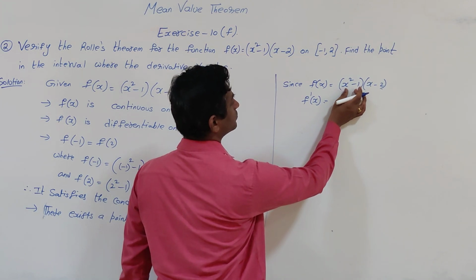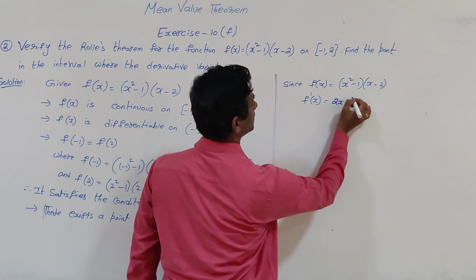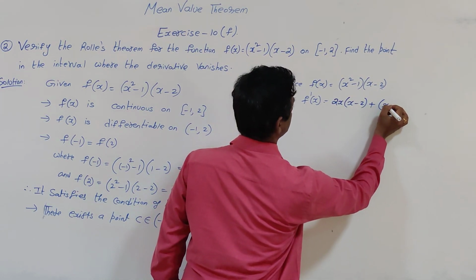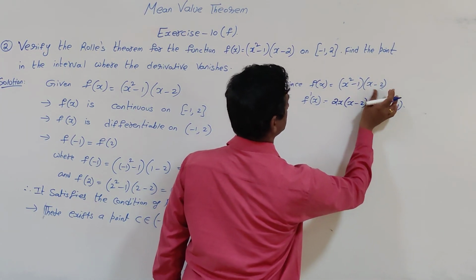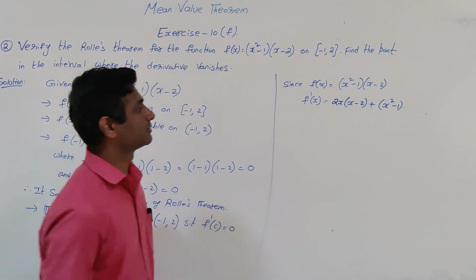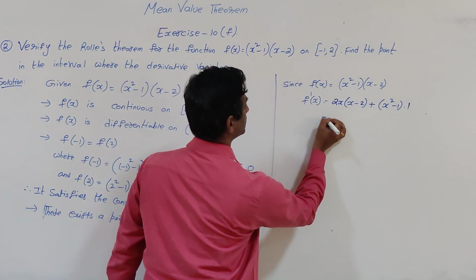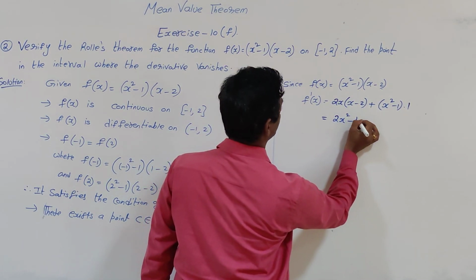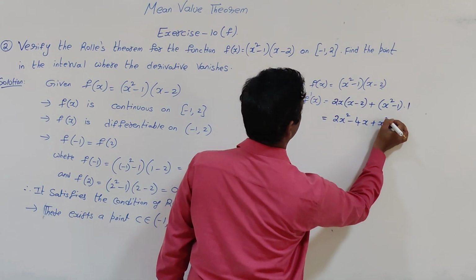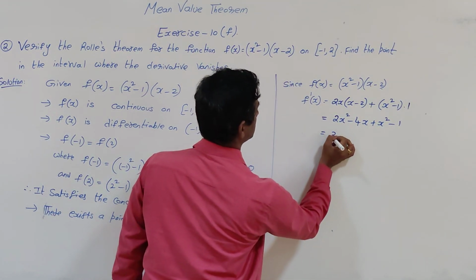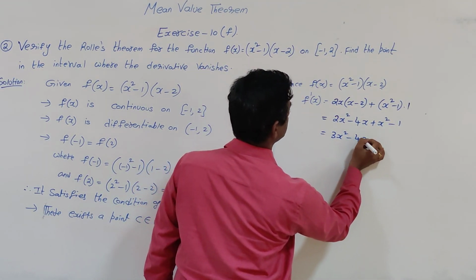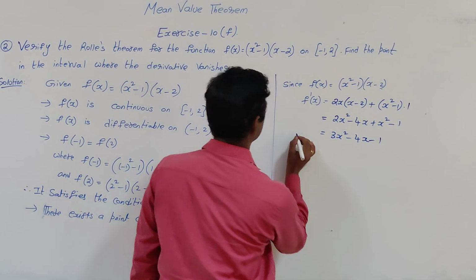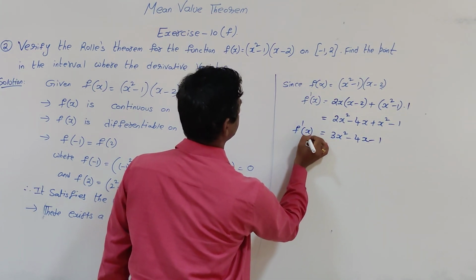Now what is the derivative of x square minus 1? It is 2x into the second function as it is, plus first function x square minus 1 as it is, into derivative of x minus 2, which is 1. So which is 2x square minus 4x plus x square minus 1, that is 3x square minus 4x minus 1, that is f dash of x.